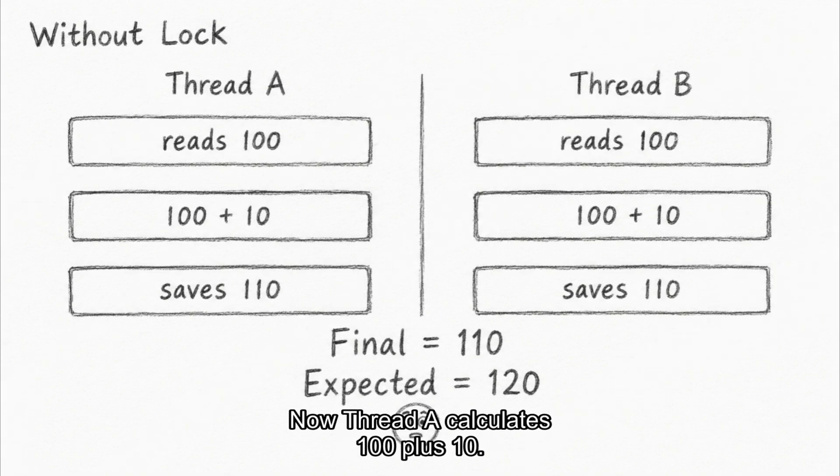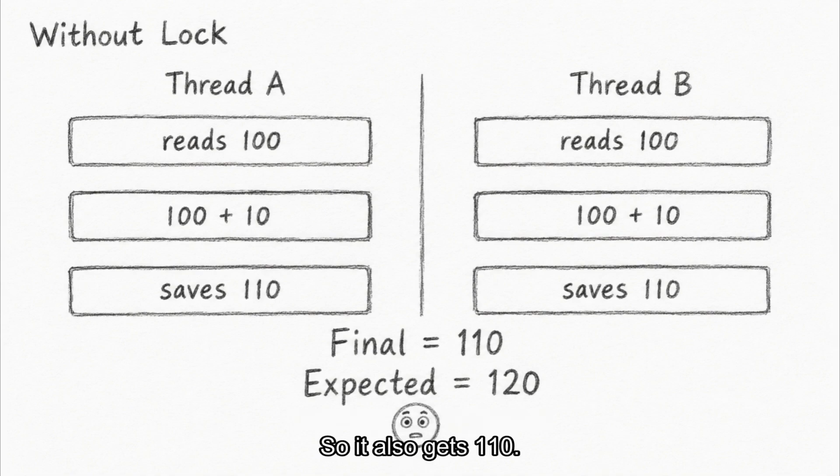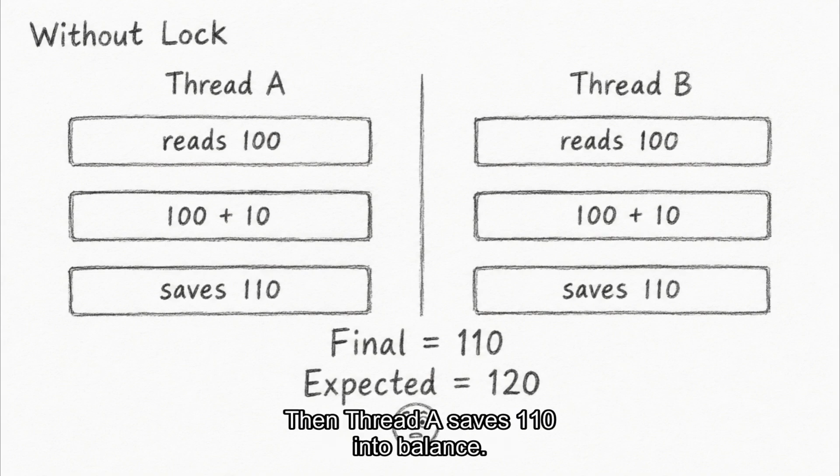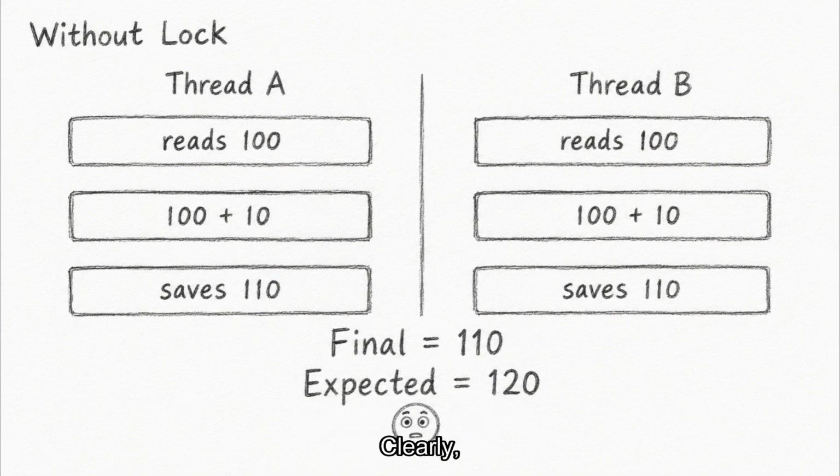Now, thread A calculates 100 plus 10, so it gets 110. Thread B also calculates 100 plus 10, so it also gets 110. Then thread A saves 110 into the balance. After that, thread B also saves 110 into the balance. Then the final result becomes 110. It's not 120. Clearly, two deposits happened, but one update disappeared.